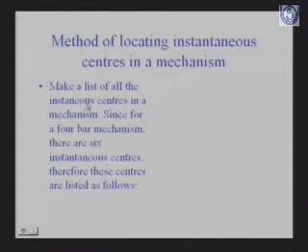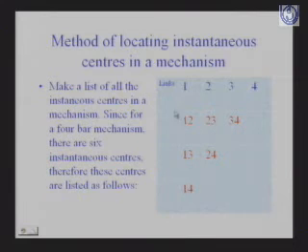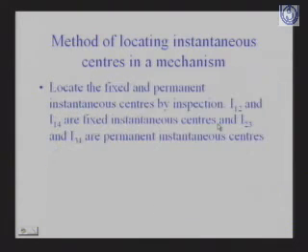Similarly, we have to make a list of all the instantaneous centers in a mechanism. Suppose we are considering the 4-bar mechanism. So just see, we have put here 1, 2, 3, 4, and for link 1 we have instantaneous centers I12, I13, I14. Similarly for link 2 we have I23 and I24, and for link 3 we have I34. So in all we have 6 instantaneous centers. This table will help you to identify the number of instantaneous centers in a mechanism.